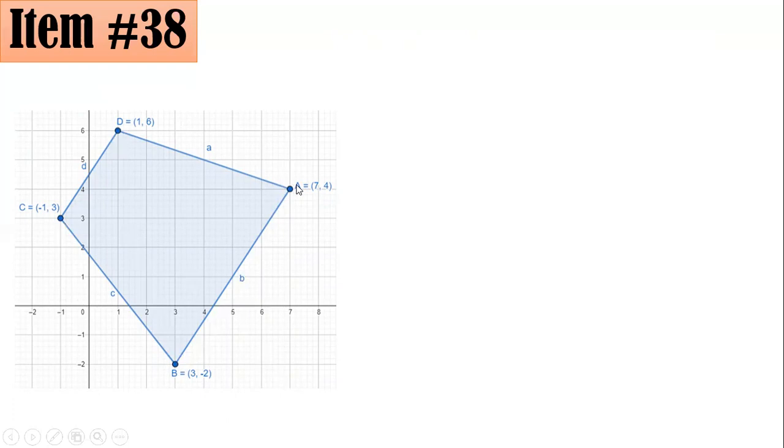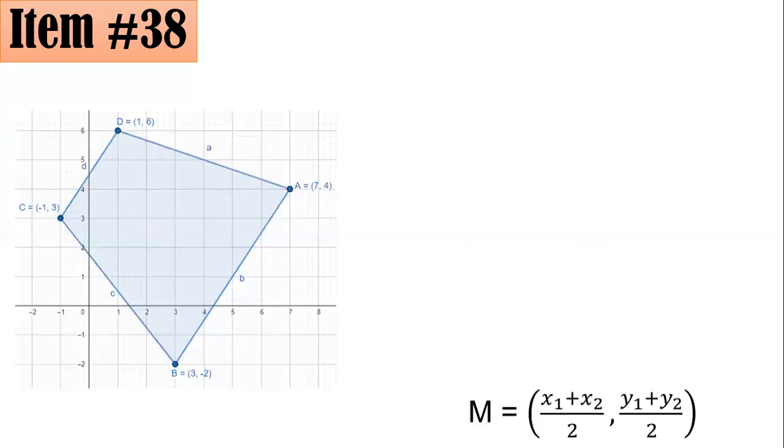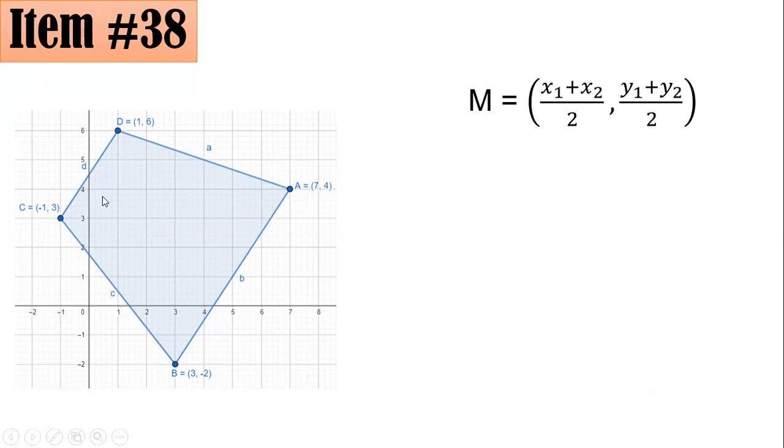You could actually confirm that they are parallel on your own. You could see that the slope of DC is in fact equal to the slope of AB, but that will serve as your exercise. We are looking for the endpoints of the median of the trapezoid, or in other books, they call it the midline. The midline is the segment connecting the midpoints of the two non-parallel sides. You have to get the endpoints of the midline.